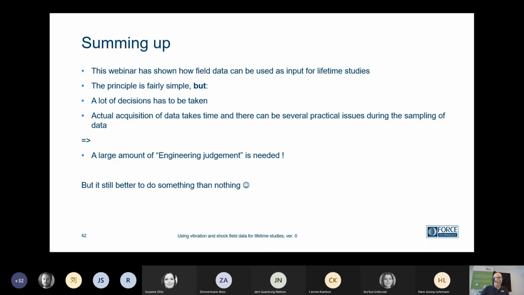And I like quotes, so I have this final quote here. It is: all models are wrong, but some are actually useful. So I hope I have given you some illustration of how we can use this field data for lifetime studies, and I hope you have got some inspiration from it.